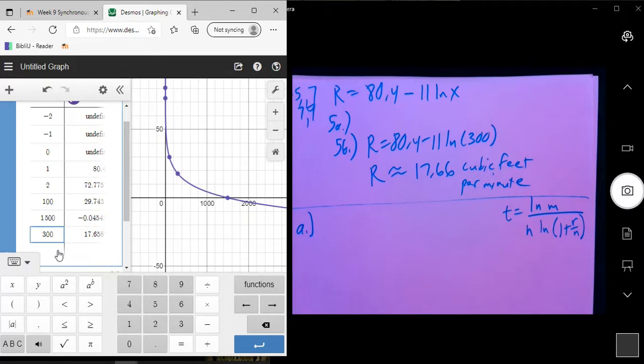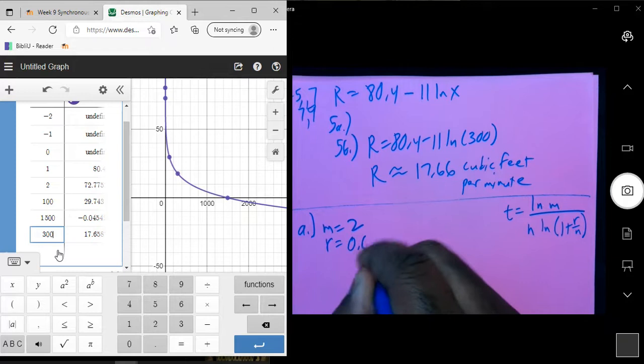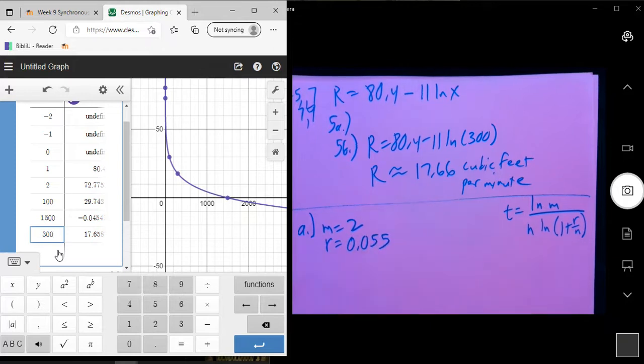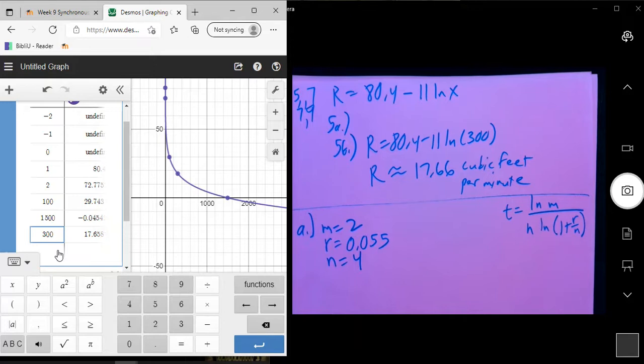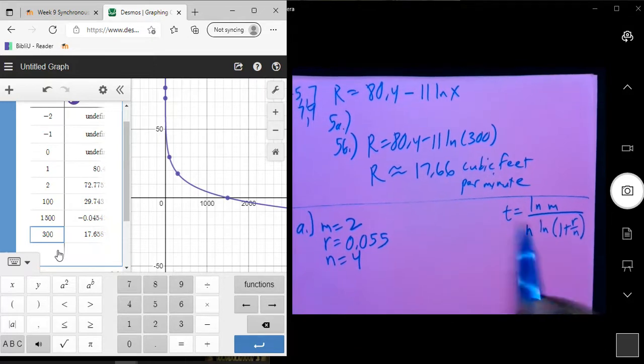It says how many years will it take an investment to double? So now, since we know that it says double, we know that M is equal to 2. It says, and how many years will it take an investment to double if you are receiving an annual rate of 5.5%? So R is equal to 0.055. And then it says compounded quarterly. Now, quarterly we know means 4. So that means that N is equal to 4. So now we have all of our information that we need. So we're going to substitute these values into this equation.